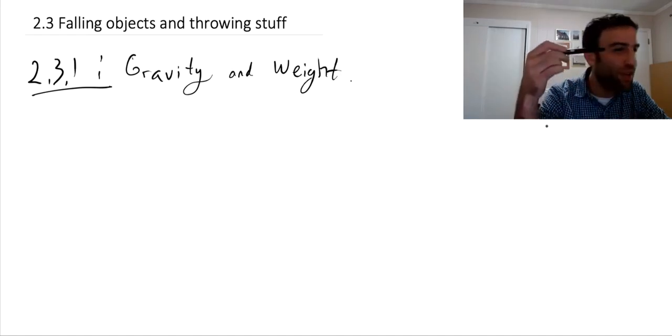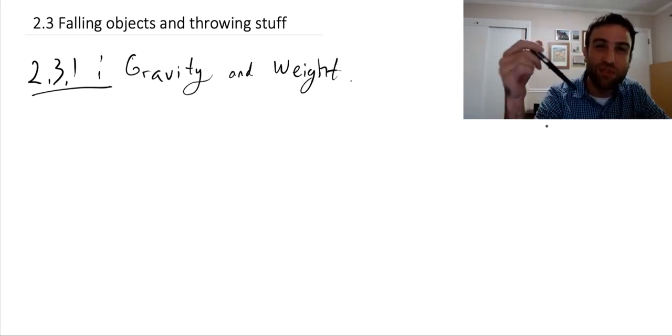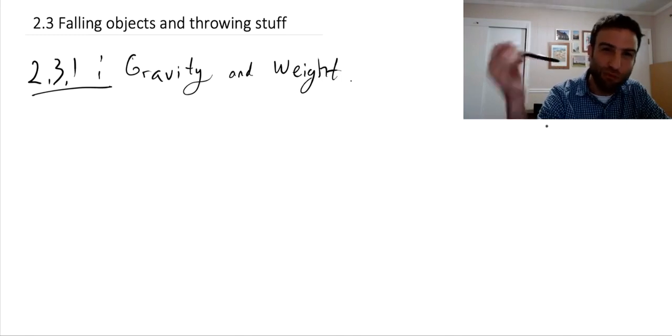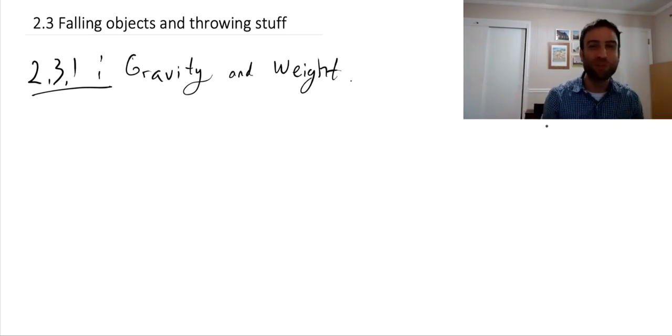All right, so in the last section, we saw Newton's first two laws of motion. And before we get to Newton's third law of motion, we're going to take a brief interlude to talk about throwing stuff, falling objects, gravity, and weight. So we'll start out with section 2.3.1 of the lecture notes, talking about gravity.